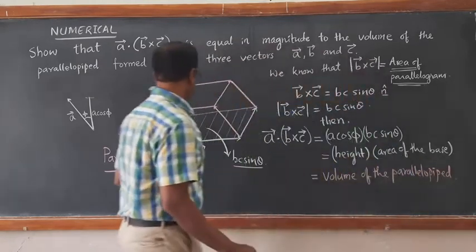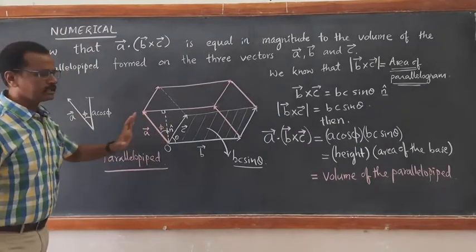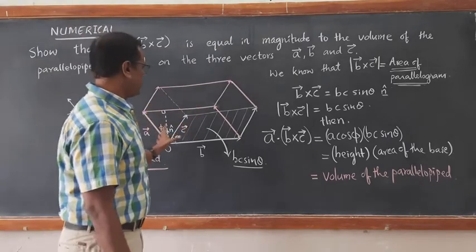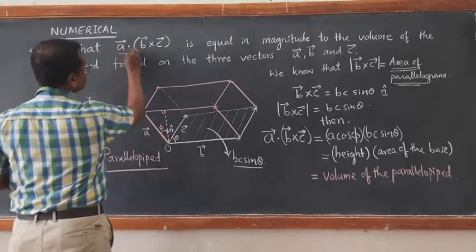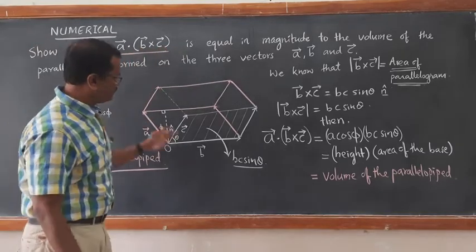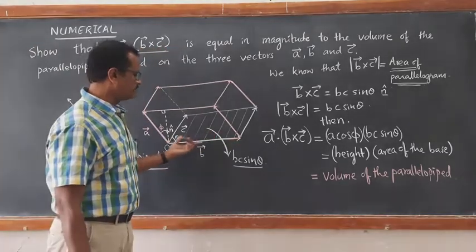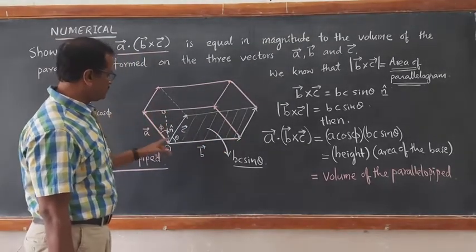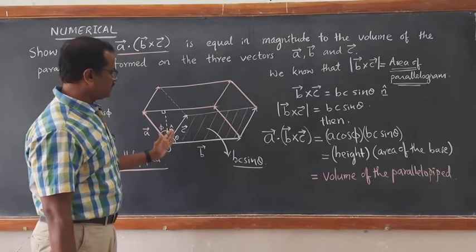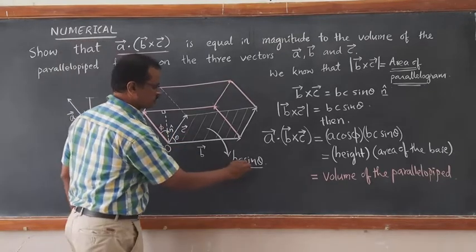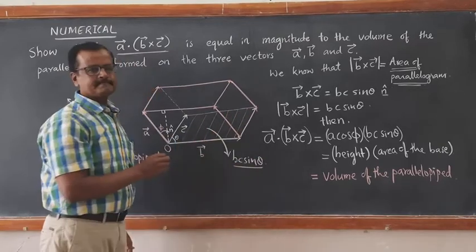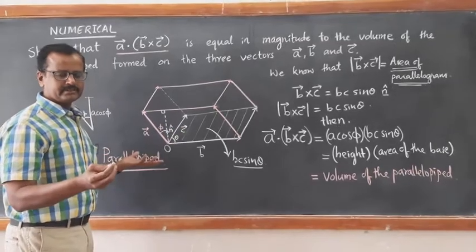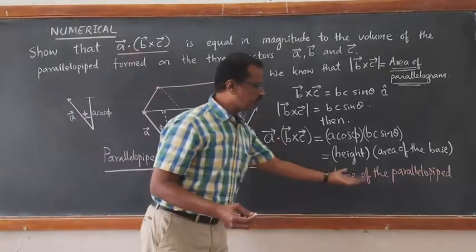Volume of the parallelepiped. I think you need to draw the diagram clearly, so that volume of the parallelepiped is given by the vector A dot B cross C, where I have taken B along the base, length of the base, and C as the breadth of the base. When the angle between them is theta, then B cross C gives us BC sin theta, which is the area of this base. This area of the base multiplied by height definitely gives us the volume of the parallelepiped.